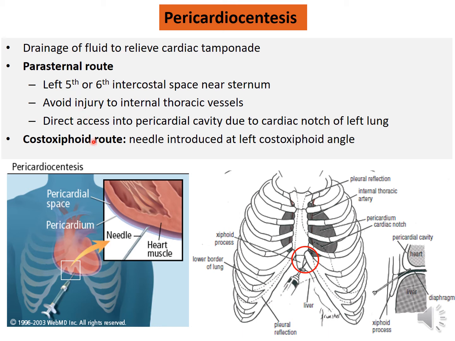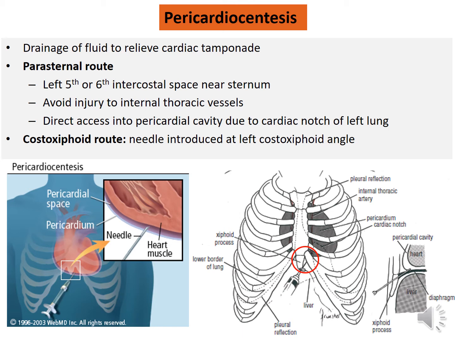The other route is called the costoxiphoid route. As the name suggests, in this procedure, you can see in the picture, there is an angle between the xiphoid process and costal margin. I will show you here also. Between the xiphoid process and costal margin, there is an angle. So the needle is introduced in the left costoxiphoid angle. By doing this, we will enter the needle directly into the pericardial cavity and the fluid will be drained. So this procedure is called the costoxiphoid route procedure.